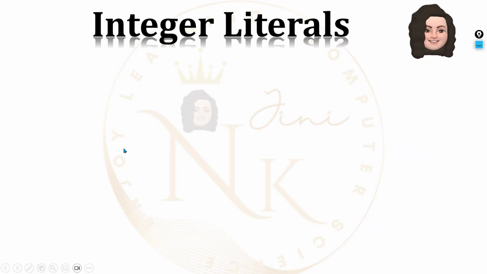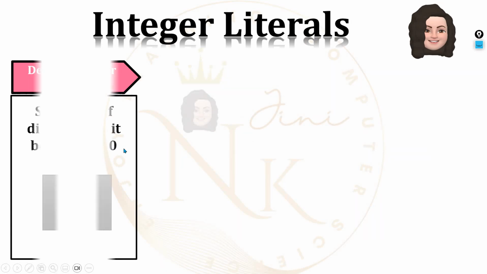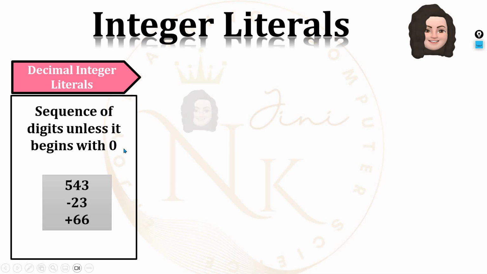The next one, integer literals. We have decimal integer literal, octal integer literal and hexadecimal integer literal. Decimal integer literal means a combination of digits between 0 to 9, but it should not begin with 0. That is the only condition. It can be positive or negative.